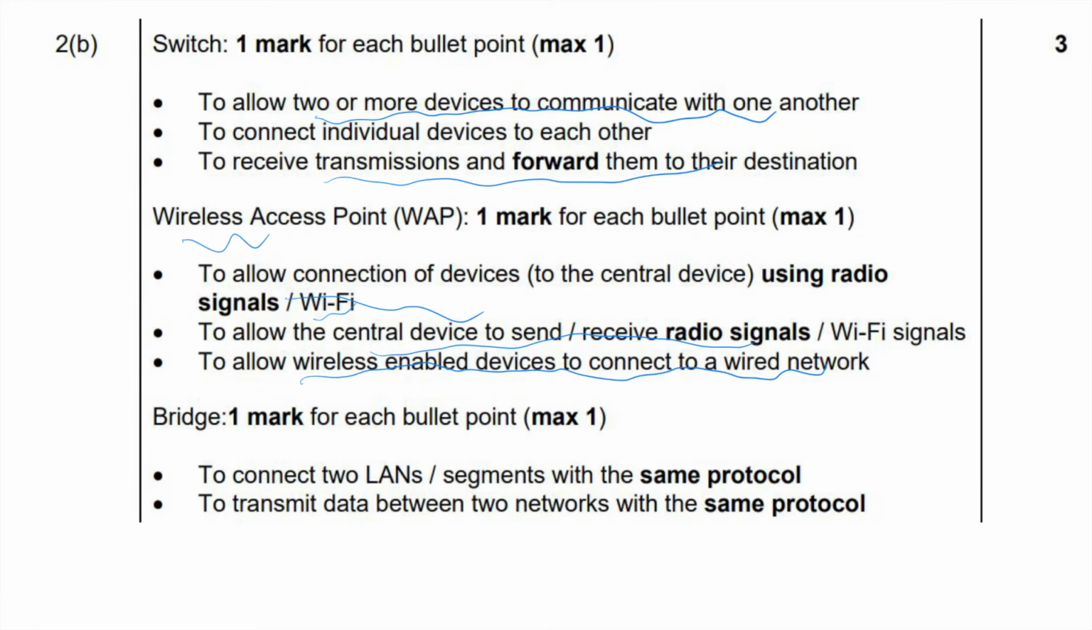A bridge can connect two local area networks or segments. Segments are just parts of a network, but also we can just say that it allows us to connect two local area networks with the same protocol. And we can also transmit data between two networks with the same protocol. To be honest, I don't understand why the same protocol is necessarily emphasized. I don't think they'd be able to communicate unless they were communicating through the same data transmission protocol, but that is something that we should probably take into account when we are describing what a bridge is.